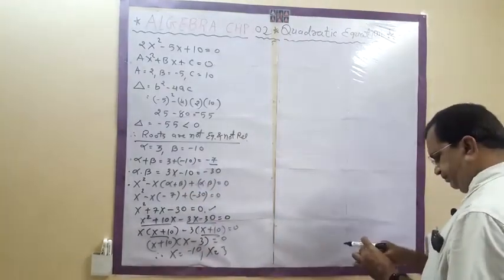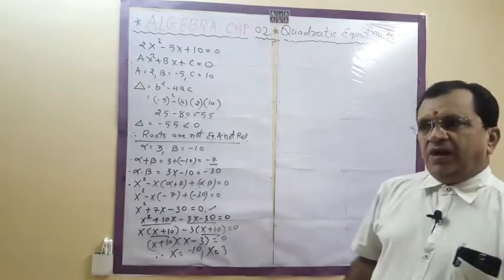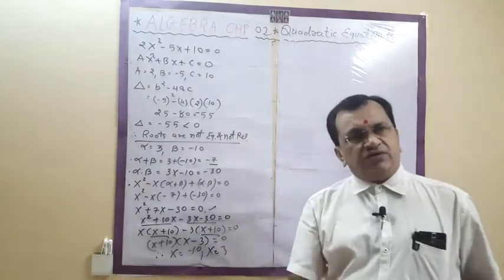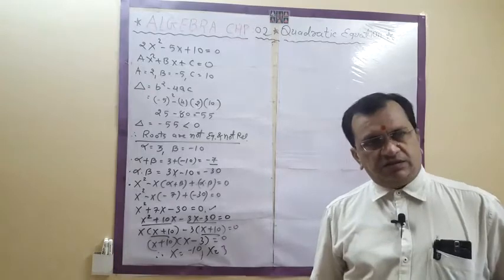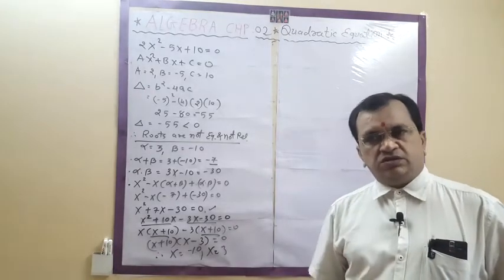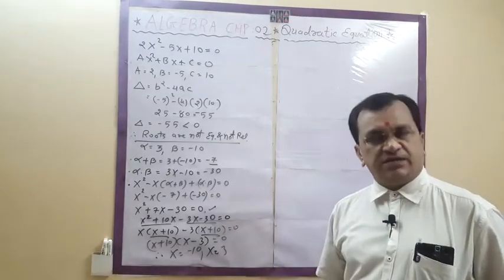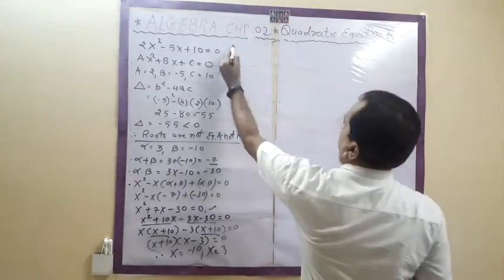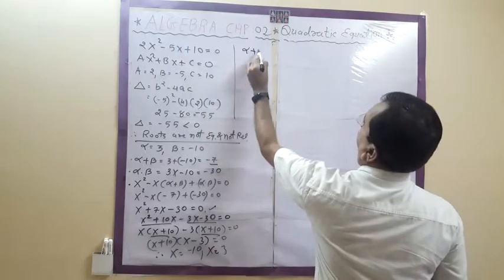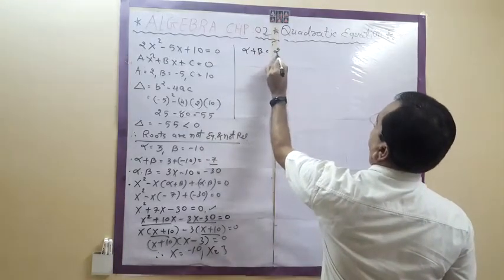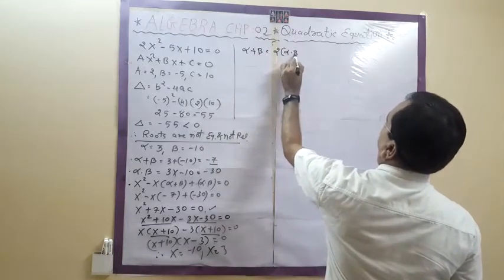Now, we have to find out one equation whose root sum is exactly equal to double of the product. What is given? Alpha plus beta is equal to 2 alpha dot beta, it is given.